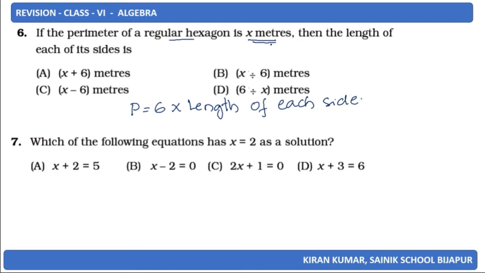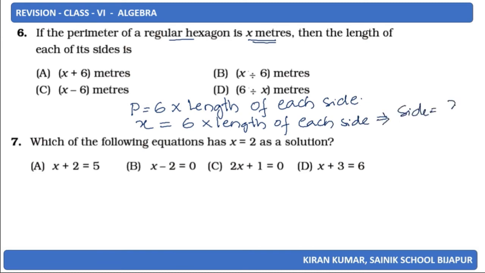Since each side is x meters and the perimeter is x meters, x will be equal to 6 times the length of each side. With this, we can get the side as perimeter upon 6. So x divided by 6 meters will be the length of each side. Option B is the right answer.